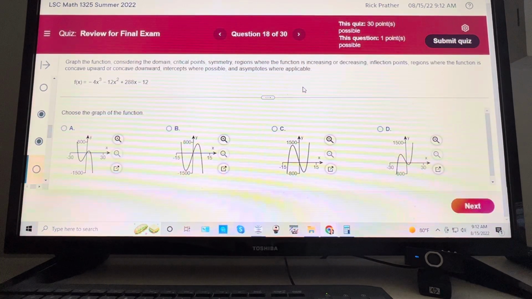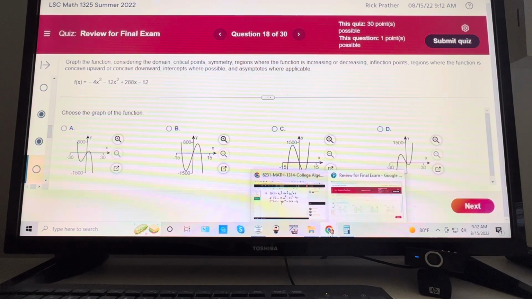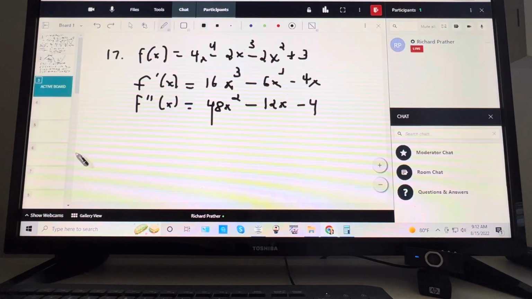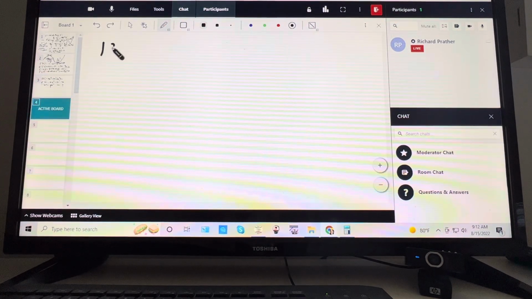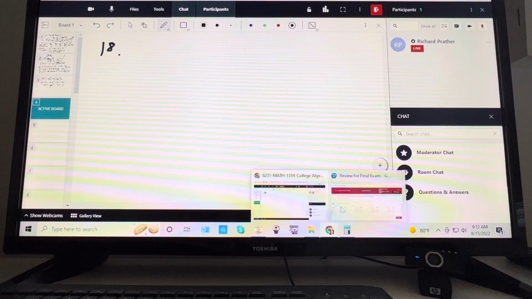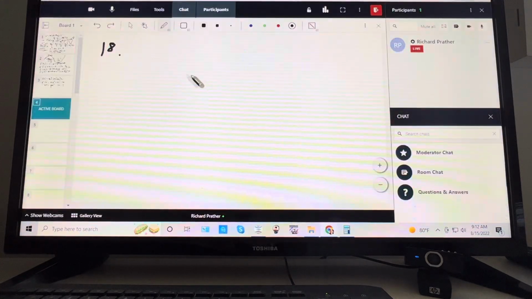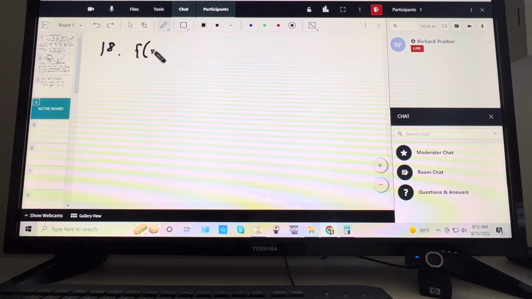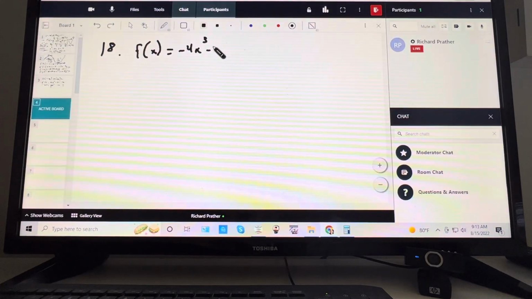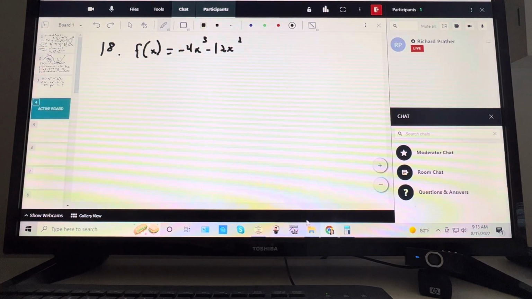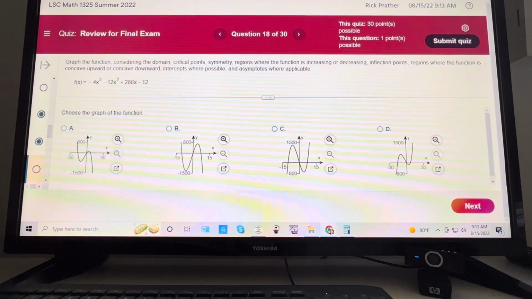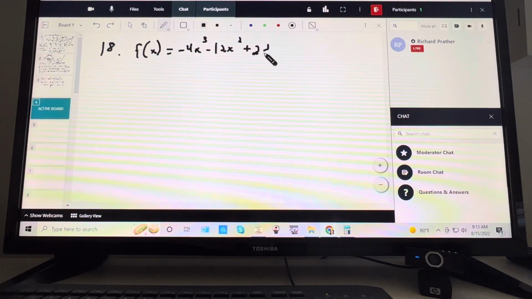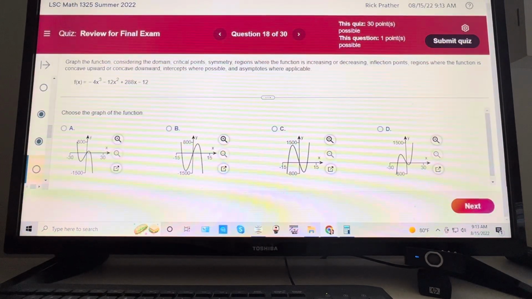But that was just when you were learning how to find the second derivative first. So here in number 18, we kind of put everything together in one problem in order to help us draw a good sketch of a graph. So negative 4x cubed minus 12x squared plus 288x minus 12.